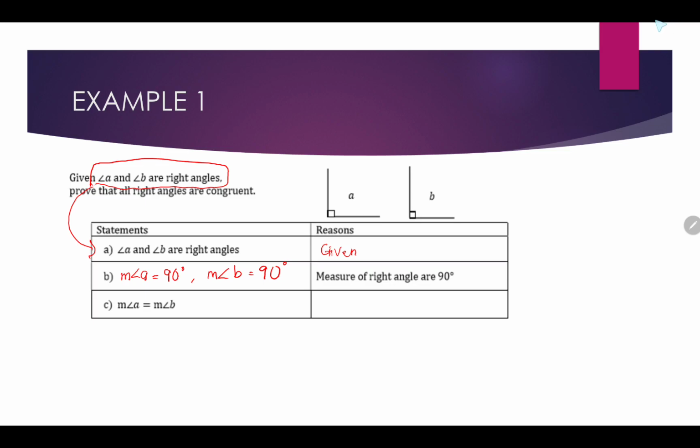And finally, this is the statement that we need to prove. The measurement of angle A is congruent with the measurement of angle B. That is what we want to prove here. So what is the reason? The reason is the transitive property.